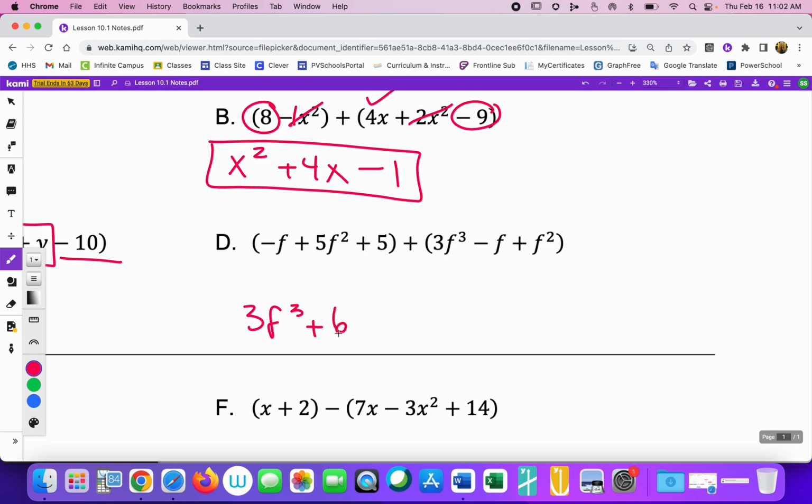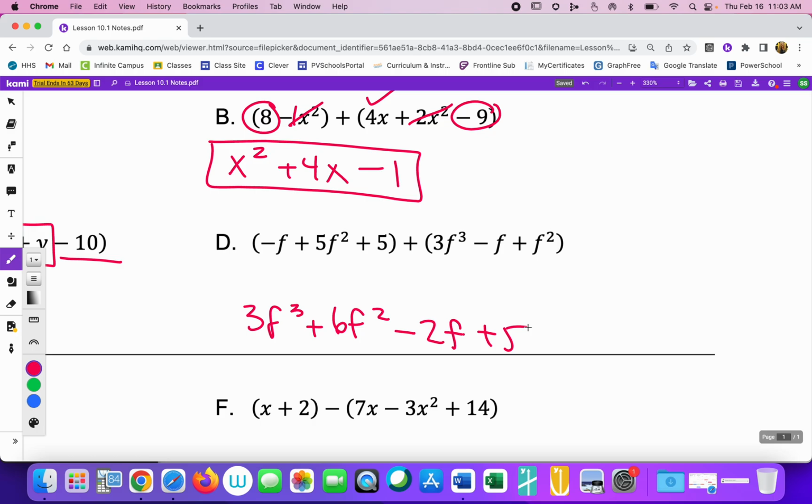Wait, I think I messed up something. You're doing okay. Oh wait, it's 6f cubed. No, minus 2f plus 5. This is correct so far. Wait. Marilyn? 3f cubed plus 6f squared minus 2f equals, no, plus 5, sorry. Yeah, that's what I had. Yes. That is correct.